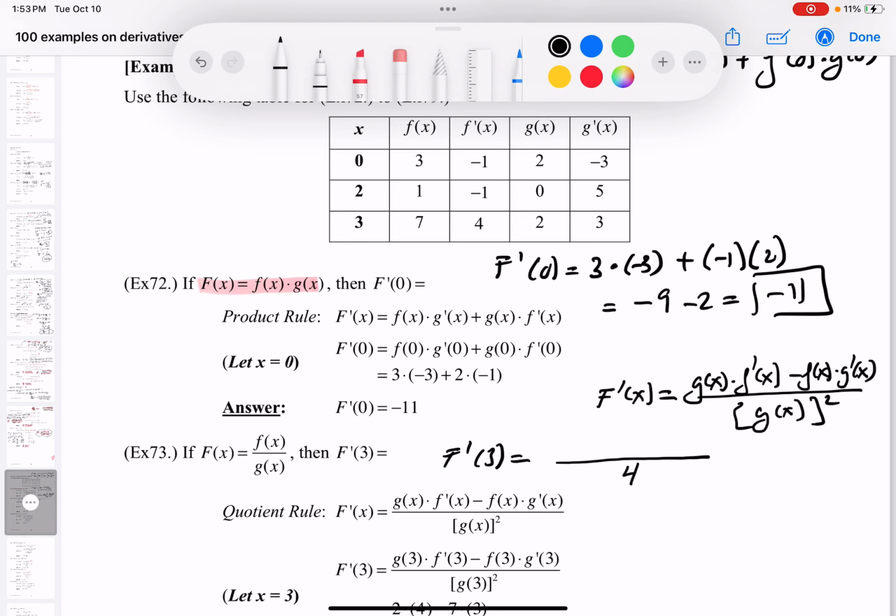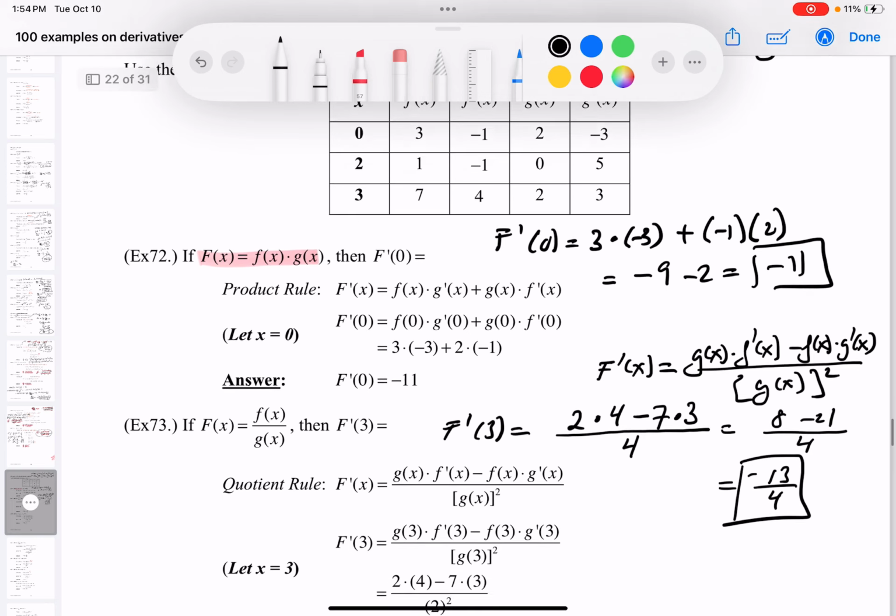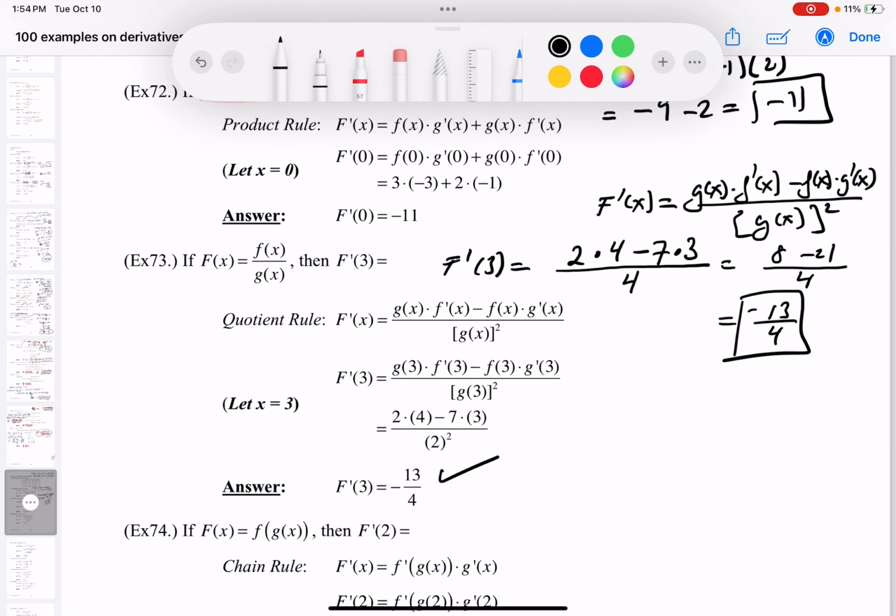Okay, I got to go to the top now. And I got to do g of 3, and g of 3 is 2, times f prime of 3. Well, f prime of 3 is going to be 4. I'm just looking at the table to do that. Minus, what's f of 3? Well, f of 3 is 7, times g prime of 3. What's g prime of 3? It's 3. Let's see if we can do that. I get a 4 in the bottom. I get 8 minus 21, and that's going to be minus 13 quarters. All right, let's see what happens. Wow, we got it right. Minus 13 quarters. Let's keep going.